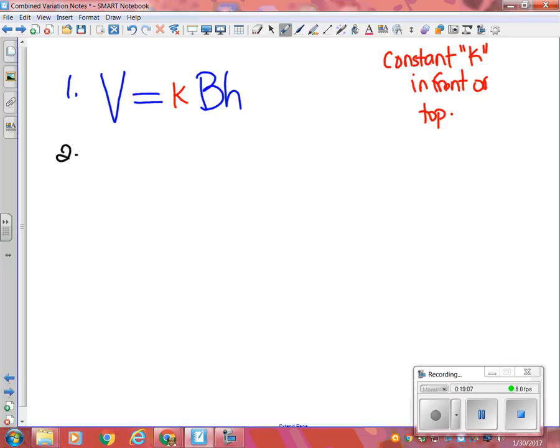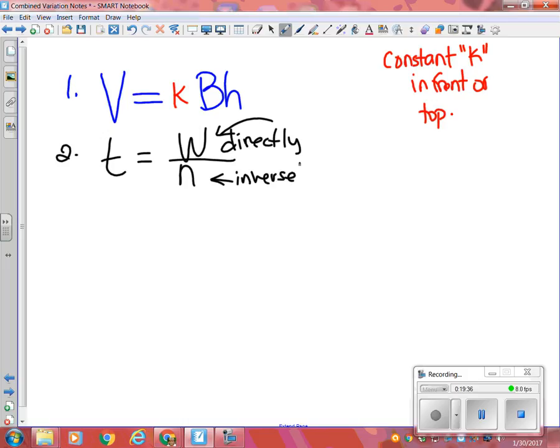Number 2, T varies directly as W and inversely as N. T equals. Okay, now I see directly and inversely, so guess what I need to have in my equation? I need to have a fraction bar. Okay, W, so it says directly as W. So when it says directly, I know it goes on top. And then when it says what? Inversely, it goes on the bottom. Okay, I have to put constant K. Where does constant K go? In front, on top. It always defaults to the top. If there's ever a question, it defaults to the top. So it's in front, it's also on top. Are you good now? So you are working right now on your own 3 through 12.